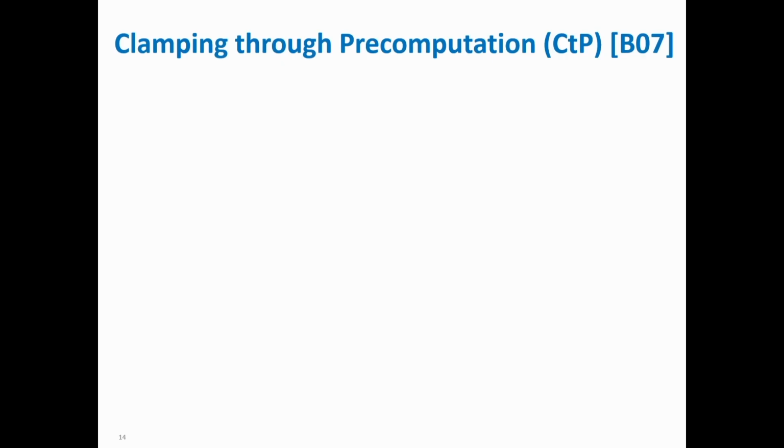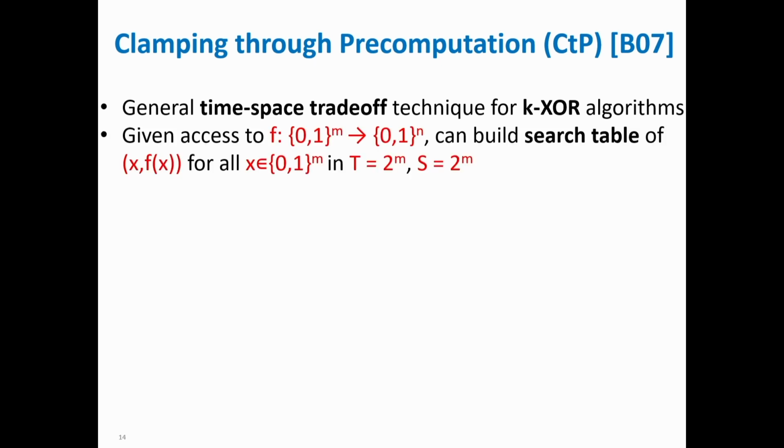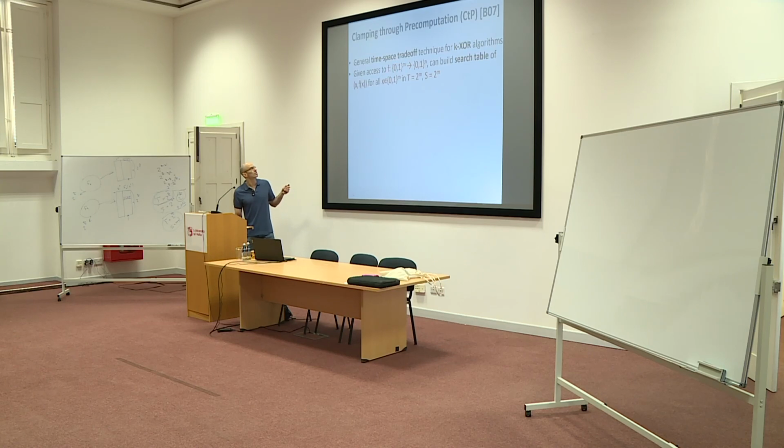And for this, we'll use a generic technique. It's called clamping through pre-computation, or CTP. Basically, it gives you general time-space trade-offs for k-XOR algorithms. So the idea is very simple. Again, there's not much going on here. I'll describe the general technique. We're given access to a function from, say, m bits to n bits.